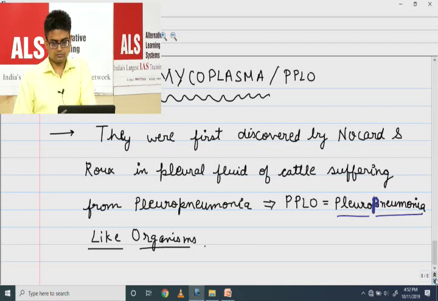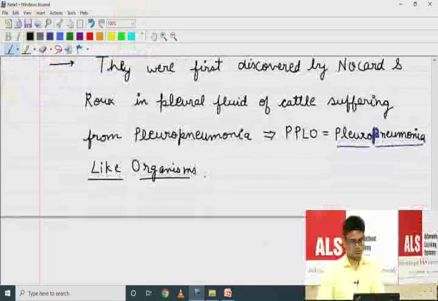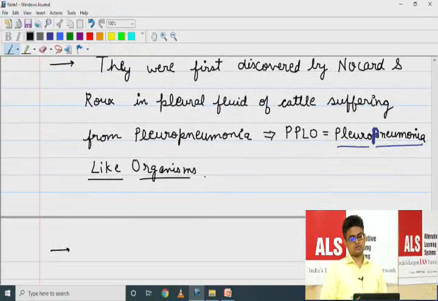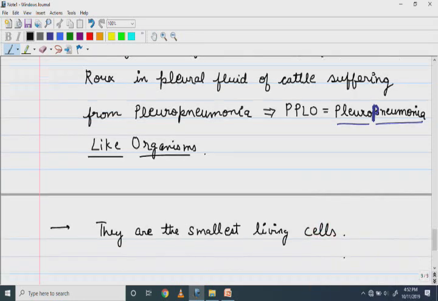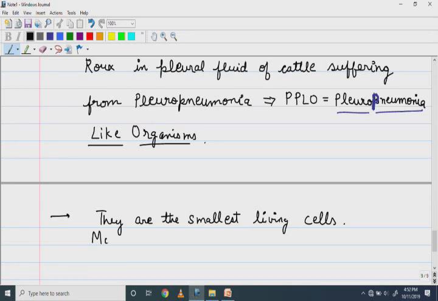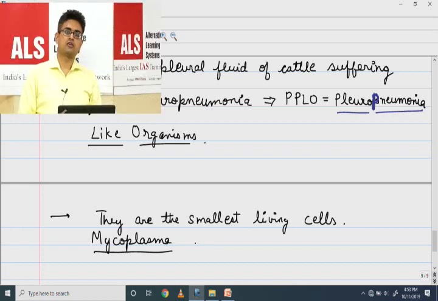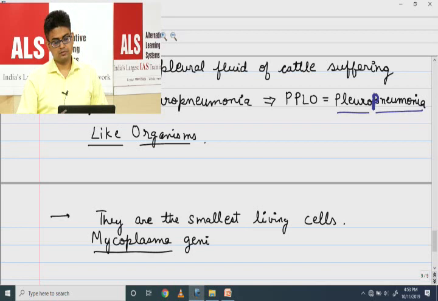Next thing is they are the smallest living organisms. They are the smallest living cells. The world record, the Guinness Book of World Records, is in the name of Mycoplasma genitalium. If a question is asked that mycoplasma are the smallest living cells, okay, but which is the smallest mycoplasma? Then the answer is Mycoplasma genitalium. It is very, very small. It can pass through bacteria-proof filters.